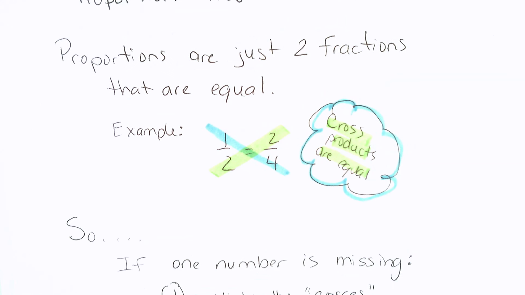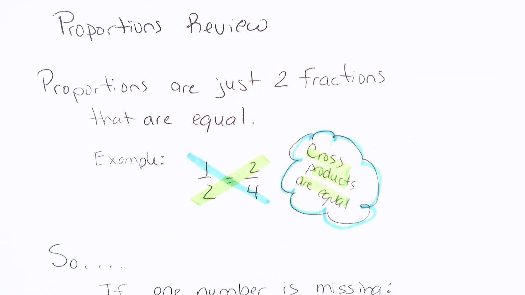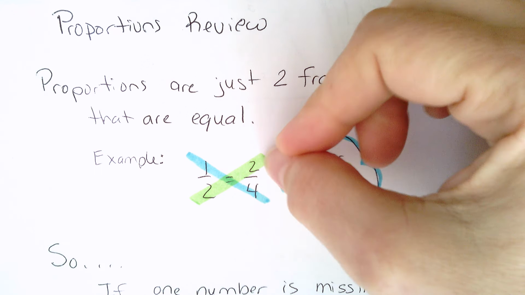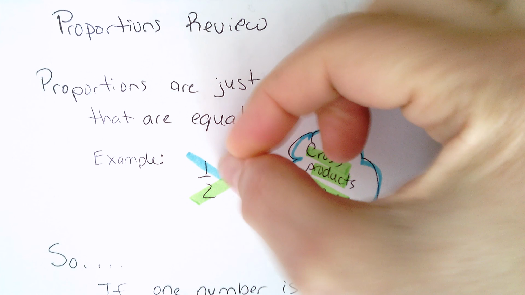Okay, so here's just a quick proportions review for you. If you want to write this down, it would be great. Proportions are just two fractions that are equal. So when you reduce a fraction, let's say you had 2/4 and reduced it to 1/2, that just means those are technically equal. So you have two pieces out of four, or one piece out of two.